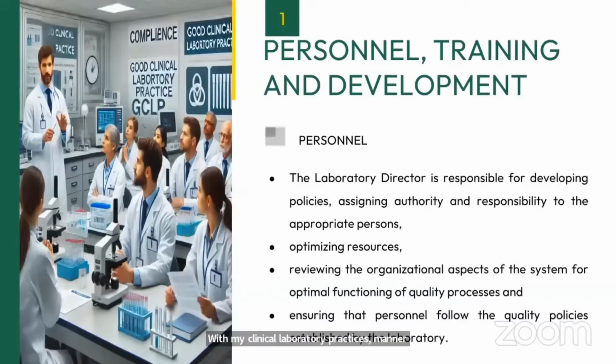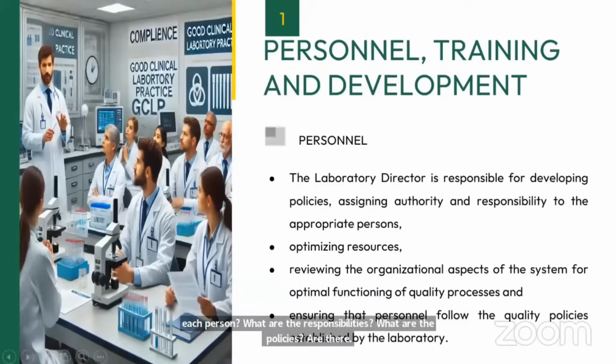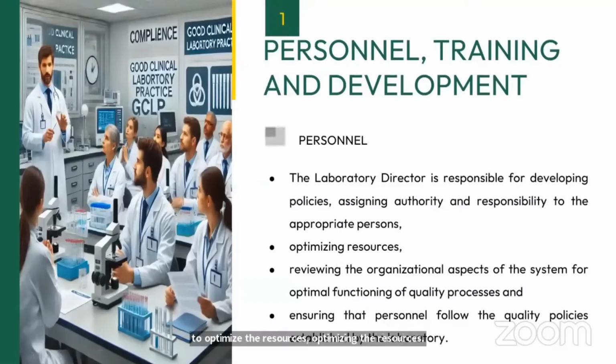The laboratory director is responsible for developing policies and assigning authorities and responsibilities to the appropriate personnel. What are the authorities for each personnel? What are their responsibilities? What policies are there? It is the responsibility of the laboratory director to organize all those authorities and responsibilities, again to optimize the resources. Optimizing the resources means, for example, if you are getting the maximum number of patients or tests in the morning hours, it is the responsibility of the laboratory director to allocate maximum staff in the morning shift, rather than equally appointing the personnel in different shifts. Whenever the workload is maximum, the manpower should be allocated appropriately.